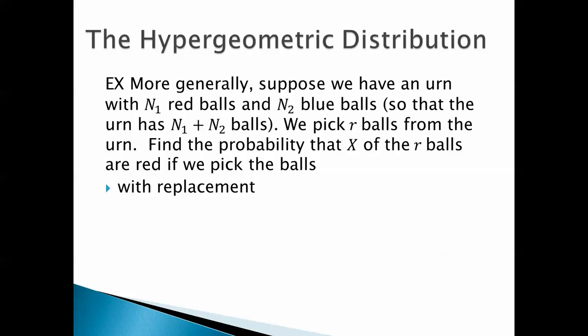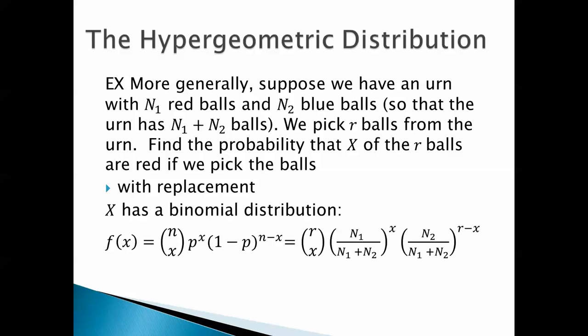More generally, suppose we have an urn with N1 red balls and N2 blue balls, so that the urn has N1 plus N2 balls. We pick R balls from the urn. Find the probability that X of the R balls are red if we pick the balls with replacement. Well, if you're picking balls with replacement, that's a binomial problem, and X, the number of balls that are red, has a binomial distribution, and that's the PDF for the binomial distribution.